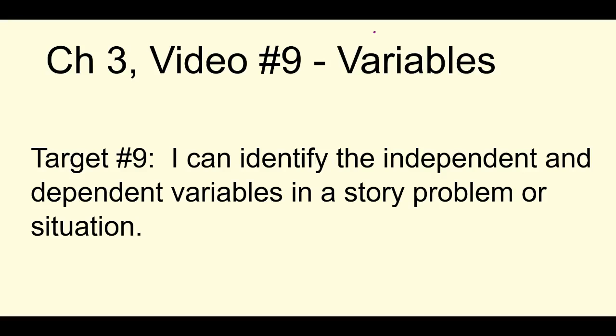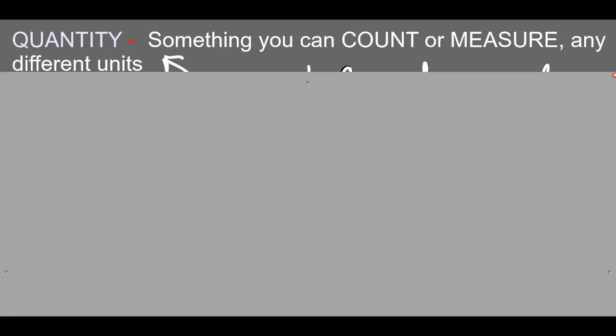So this is video 9 for chapter 3, and in this video we're going to talk about identifying independent and dependent variables in a story problem or a situation. So this doesn't really go with your book. It doesn't have a section in the book. It's kind of something that you probably talked a little bit about in 6th grade, but we're going to build on it here. So here's your vocab.